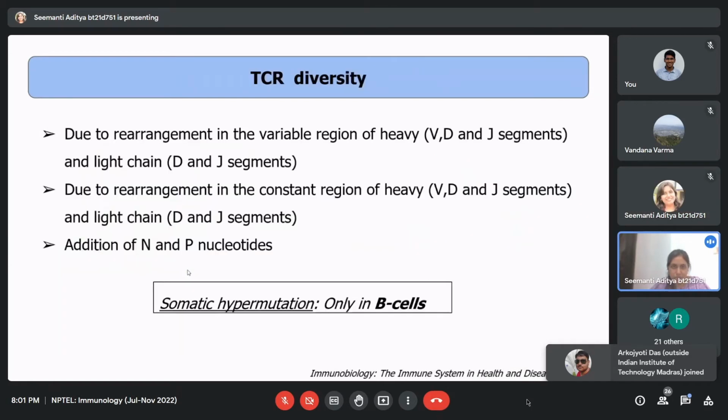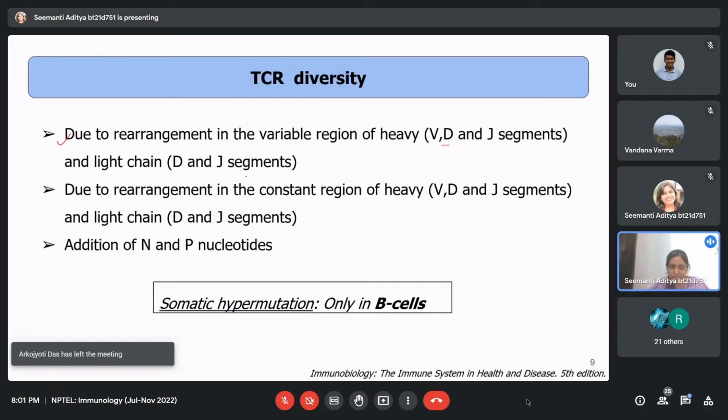So this was this. And T cell receptor diversity, as we have seen from the previous lectures, is mainly due to three reasons. First is the rearrangement in the variable region of the heavy chain and light chain, mainly the VDJ segments, and D and J segments in the heavy chain and light chain respectively. Also there is some rearrangement in the constant region of the heavy chain and light chain. So T cell receptor diversity occurs due to rearrangement in the variable region, in the constant region, as well as due to addition of NNP nucleotides. I hope you know what NNP nucleotides are.